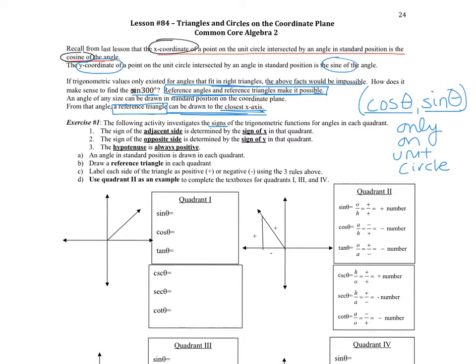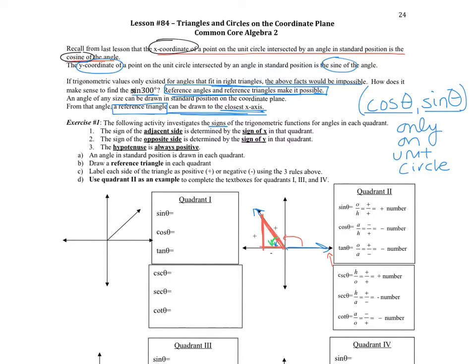It says the sign of the adjacent side is determined by the sign of x in that quadrant. So if we look at this angle, here is my angle in standard position. This is not really this little angle, but that's how we're going to draw our triangle. Here's my angle. I go to the closest x-axis, which is here, not over here. I draw a little triangle, and this is called my reference triangle. This angle is called my reference angle. Remember, the actual angle is out here, but the green one is my reference angle, the one that fits in a triangle.